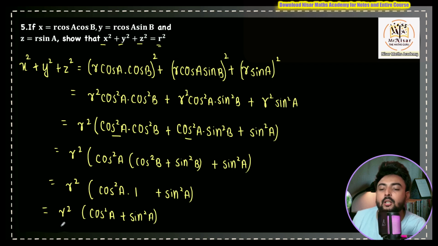I hope it is quite clear to you. So r square times cos square a plus sin square a, which is 1, will be r square. And this only we have to prove.